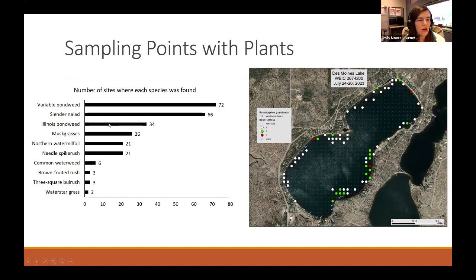On the left is just all the other plants that we found that don't include visuals. So there are 10 species here that we found with just the rake. I didn't include the visual sightings on here.